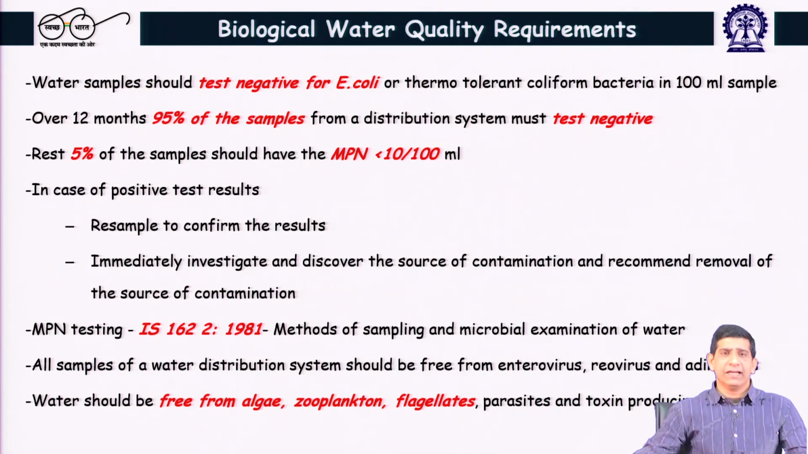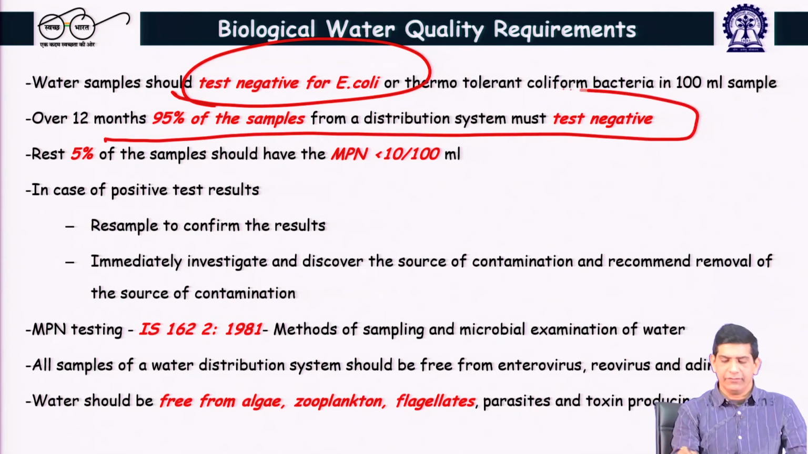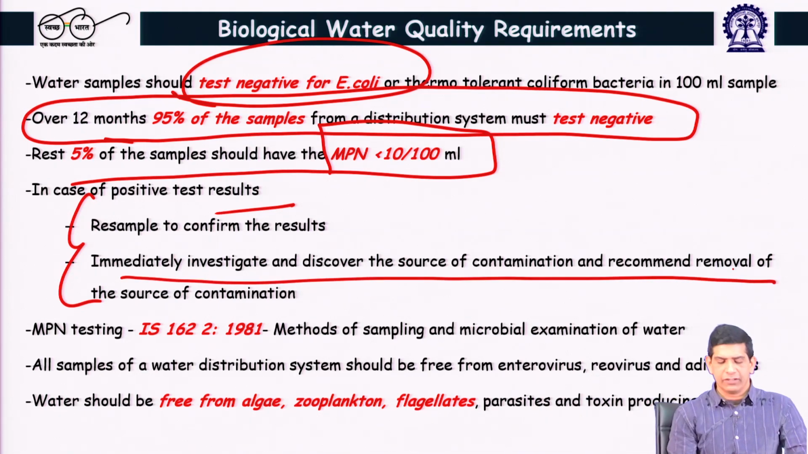Biological: before you send the water for drinking purposes to the individual homes, you have to make sure that biologically it is safe. So, it should test negative for E. coli, that is very, very important. Over 12 months, 95% of the samples should test negative, and the remaining 5% should have an MPN of less than 10 out of 100 ml. That is in terms of E. coli. In case of a positive test result, what do you do? You resample, confirm, and then immediately investigate to discover the source of contamination, and try to remediate that.